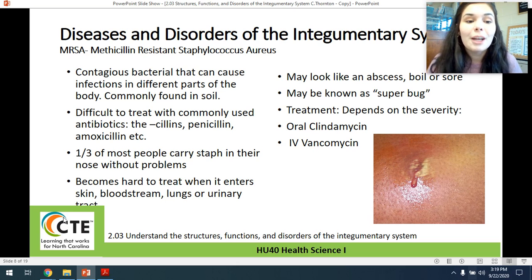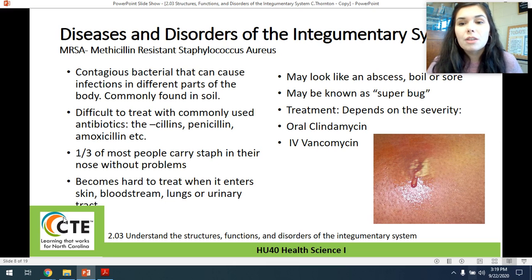Okay. So like I was saying, methicillin-resistant Staphylococcus aureus is really resistant to antibiotics, so it can be really difficult to treat. And then most people are able to carry the Staphylococcus aureus pathogen in their system with no problems, but sometimes it can become a problem, and it becomes really hard to treat when it starts to enter the skin, the bloodstream, lungs, or the urinary tract. In some cases, MRSA may look like a bunch of abscesses, boils, or sores on the skin, and it also tends to be called the superbug.